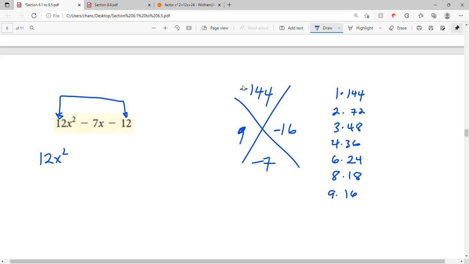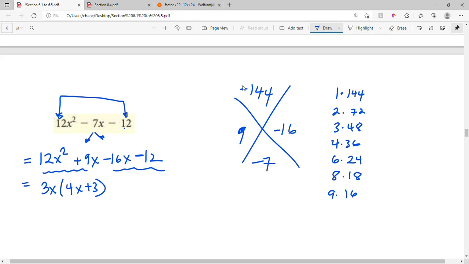Again, we'll have to split the middle. This gives us a plus 9x and a negative 16x minus 12. And so I can factor by grouping now. The first two terms have a 3x in common, leaving me with a 4x plus 3. The second one has a negative 4 in common, leaving 4x plus 3. Again, I chose to take out a negative 4 so that we get the same factor here, which is the only way we can finish the problem. We can factor out the 4x plus 3 to the front, leaving us with a 3x minus 4.